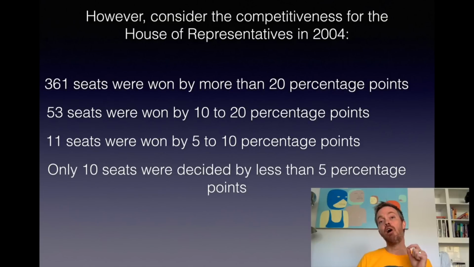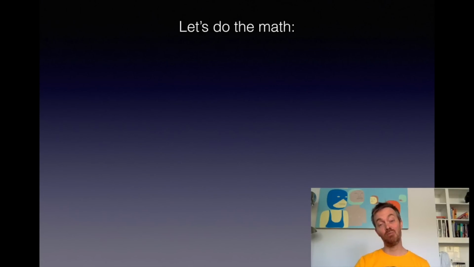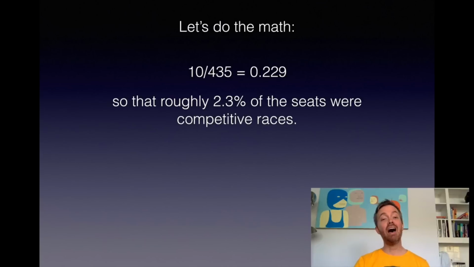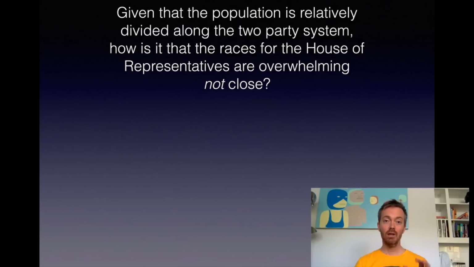But there's something wrong when 361 seats are won by such a large margin. So if you do the math, 10 out of those 435, it says only roughly 2.3% of the seats up for grabs were competitive. So given that our population is relatively divided between Democrats and Republicans, what's the problem?